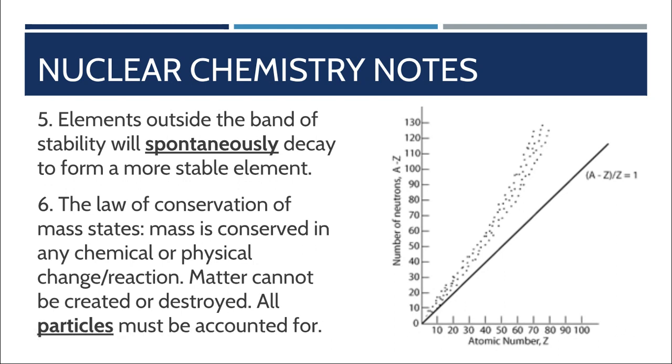The law of conservation of mass states mass is conserved in any chemical or physical change or reaction. Matter cannot be created or destroyed, for all particles must be accounted for. So even though these elements are decaying and getting rid of protons or neutrons, those protons and neutrons are still there. They're just now off on their own, as you're going to see in a moment. All these elements are decaying, but you're not eliminating protons and neutrons like they have completely gone away.